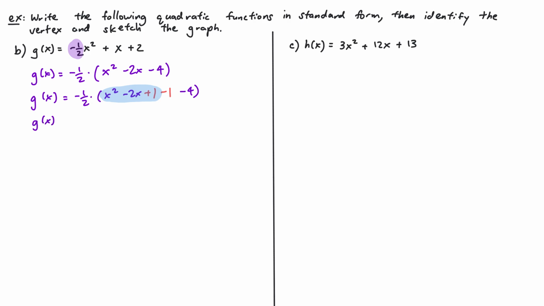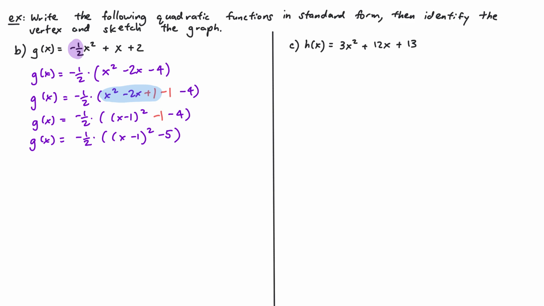Our function g of x is -1/2 times x squared minus 2x plus 1. That can be factored as x minus 1 squared. And then we still have -1 and -4 at the end. Our next step is to simplify by combining the -1 and the -4 and then distribute the -1/2 out in front. So our function is g of x equals -1/2 times x minus 1 squared. Combining the -1 and -4, that gives me -5.